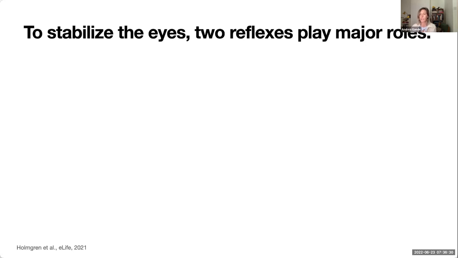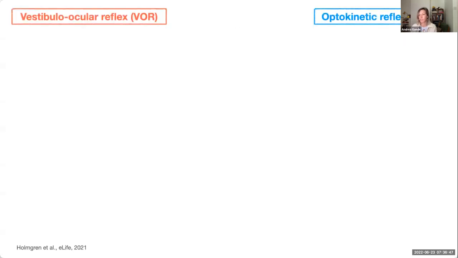So humans can actively move their eyes in a range of directions. We perform eye saccades, change fixation points between objects. We use smooth pursuit eye movements to keep moving objects in focus. And to stabilize the eyes, there's really two reflexes that play major roles, the vestibulo-ocular reflex and the optokinetic reflex.